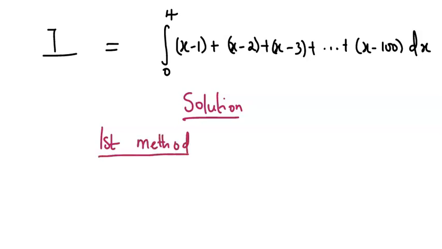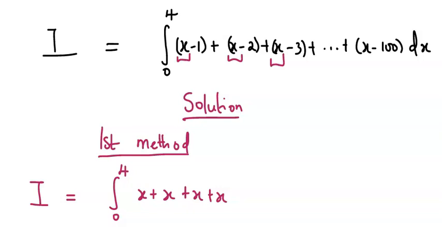For my first method, we're going to express this integral as the integral from 0 to 4. Remember we have x plus x plus x plus x. You can see it. This is x, positive. This continues up to a hundred x's, right? So this sum continues plus x, but we need to denote that this is 100 times.